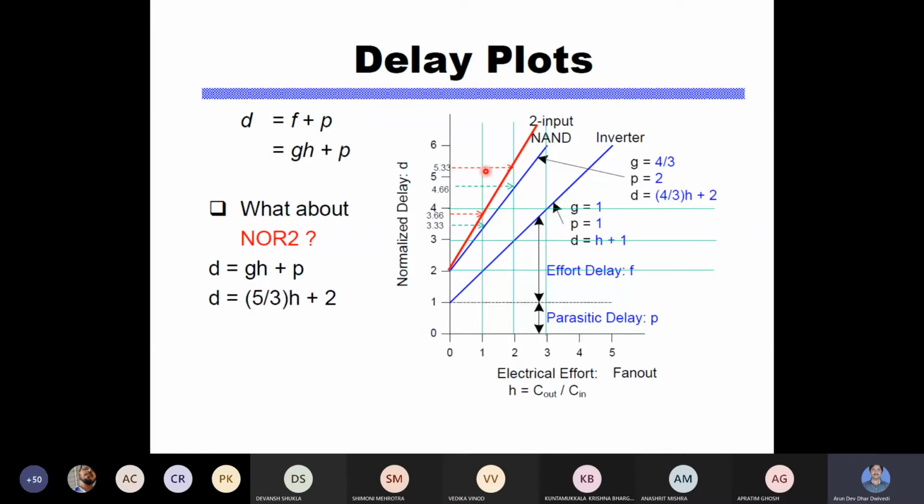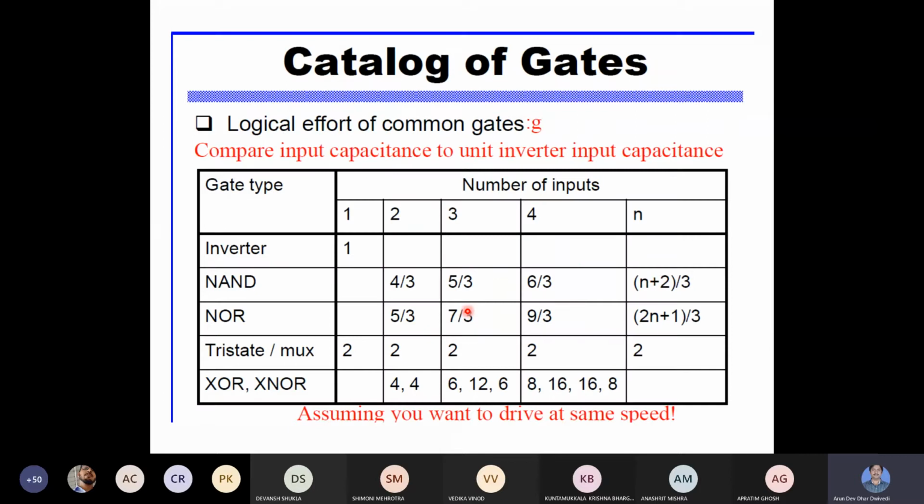For the NOR gate it is not shown here, but later in the table the process to find it out is given. In this table we can find a summary of how to calculate the logical effort as the number of inputs changes. In the next table we will also define how to calculate the parasitic delay.